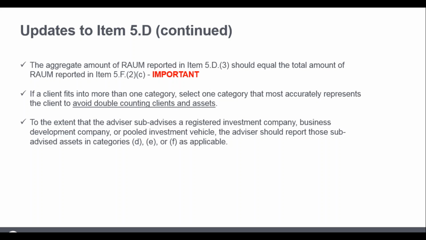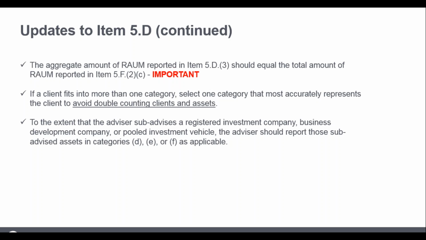The aggregate amount of AUM that you're reporting in item 5D should match up to the total amount of RAUM that's in item 5F. And because the IARD system hasn't been updated yet with the new form, we haven't had a chance to look at the working version of the form. But my assumption there is that this is going to be a completeness check item. So hopefully, if those 2 numbers aren't matching up, the system will flag it for you, and you'll know some adjustments need to be made. But to the extent that they don't put that in the completeness check, you will want to make note to double check to make sure those 2 numbers are matching up.